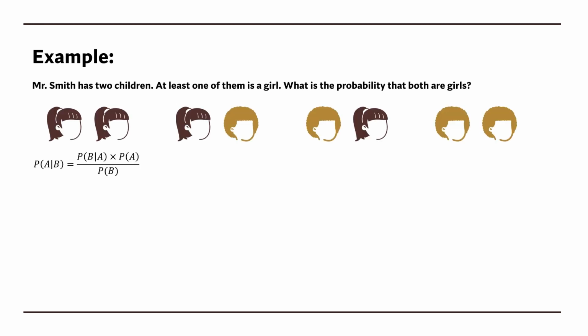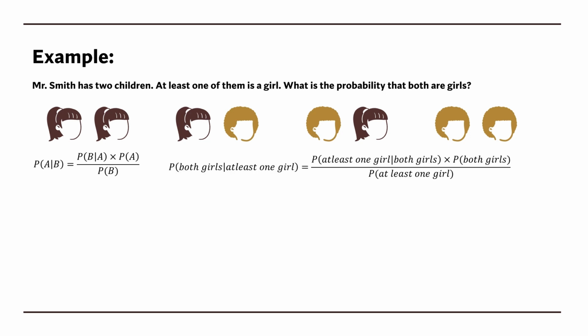Now let's solve the previous example with Bayes' theorem. We know that at least one of them is a girl, but what is the probability that both are girls? Now, in Bayes' theorem, we could write this problem statement in this format. Let's calculate them one by one. Probability that at least one of them is a girl, given both are girls. Now, given both are girls, that's just one scenario. So the probability of at least one being a girl is 1. It's 100%, so just 1.